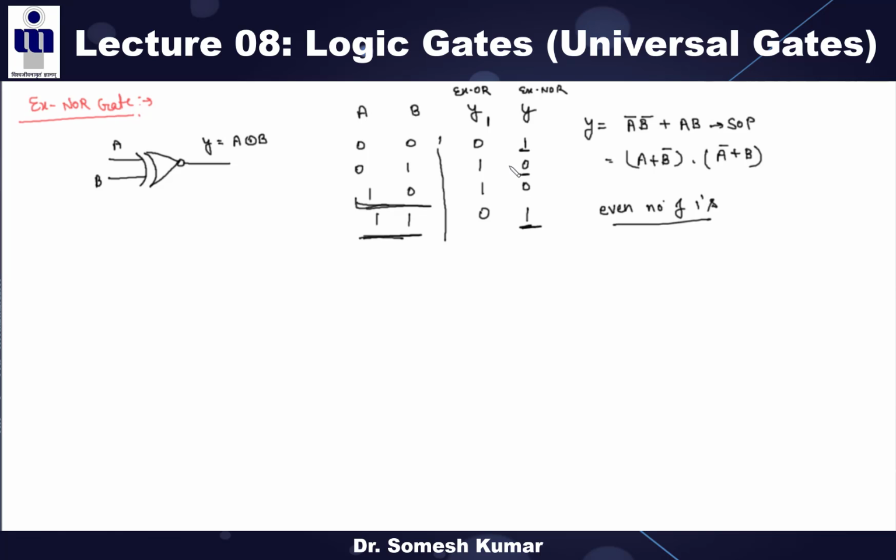Clear the thing, right? So now your XNOR gate also follows the commutative law. A XNOR B equal to B XNOR A, right? Commutative law. It follows the commutative law, and also it follows the associative law.